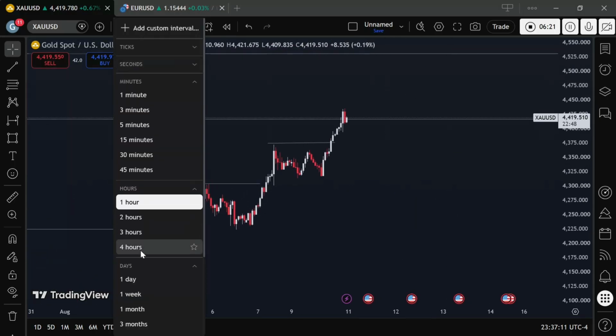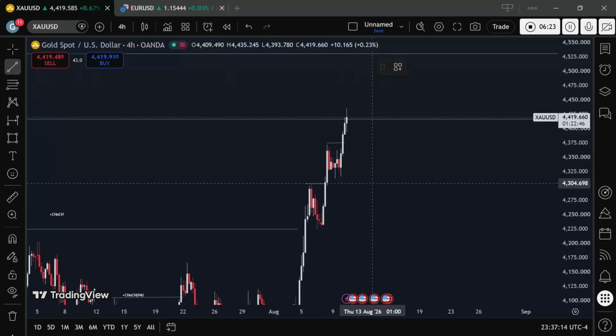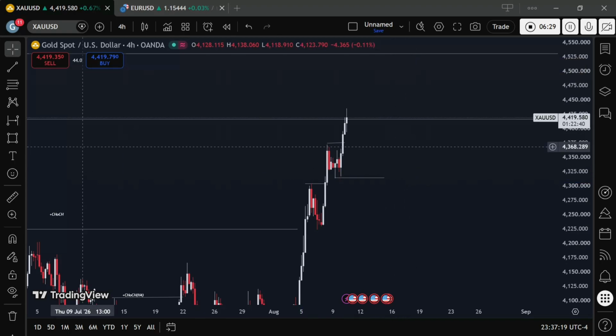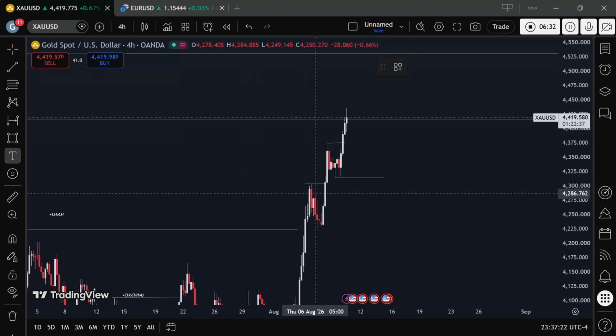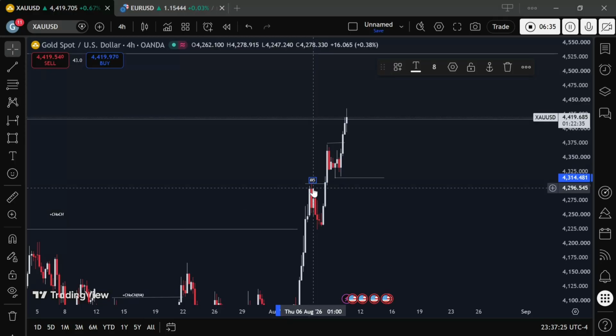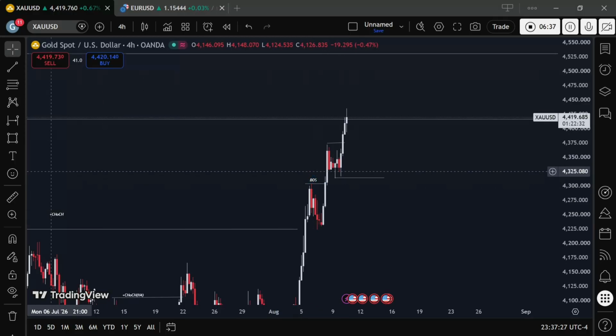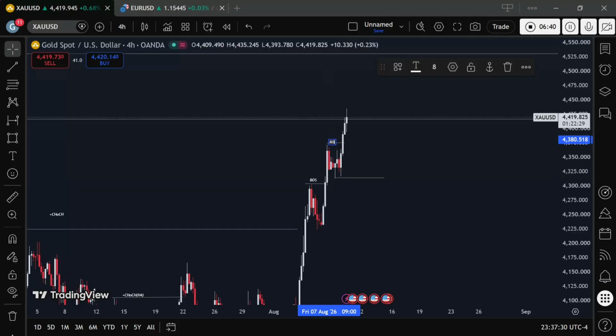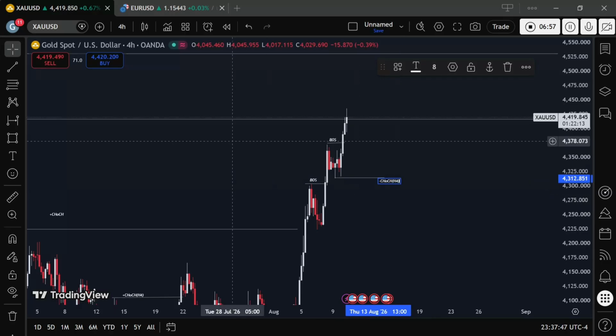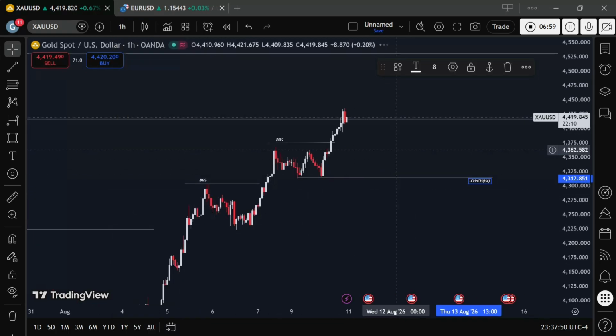One thing we can note is that if price breaks below this low and closes below that low, this is our break of structure. If price breaks below this low, we can expect our bearish change of character on the 4 hour time frame. So we now move to the 1 hour time frame.